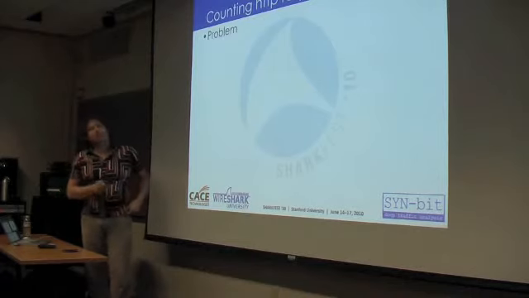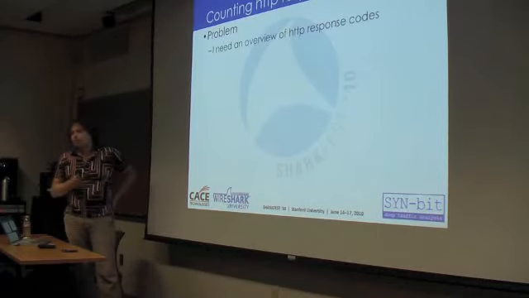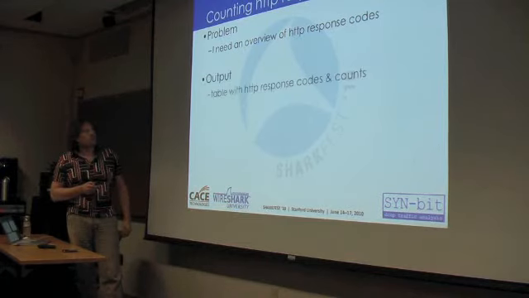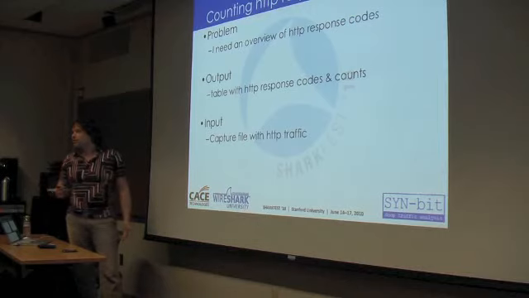So the first example, we need an overview of the HTTP response codes. What's the output? Well, I want to have a table with the response code and the amount of times that it occurs in the trace file. What do we have? Just a trace file. How would we go about doing this?